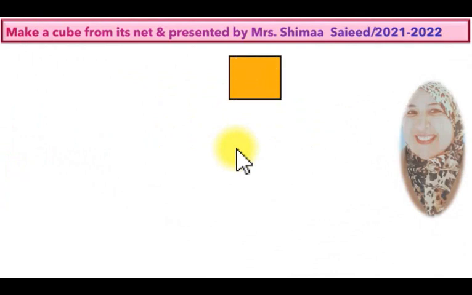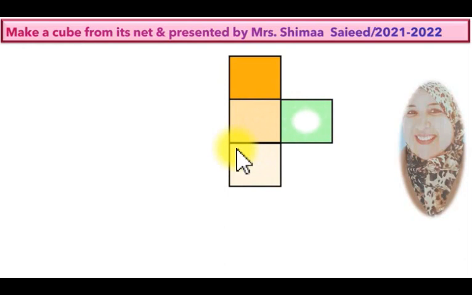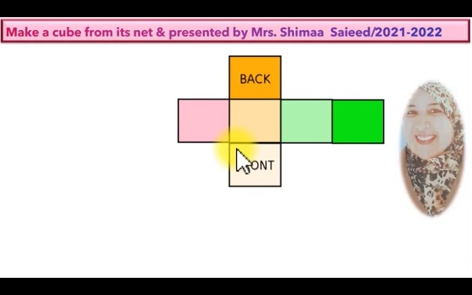This is the first square. We have 6 squares: 1, 2, 3, 4, 5, 6. We can call this the net of the cube. Using this at the back, and that one at the front, and this is the base. Here we have 2 sides and the top of the cube.